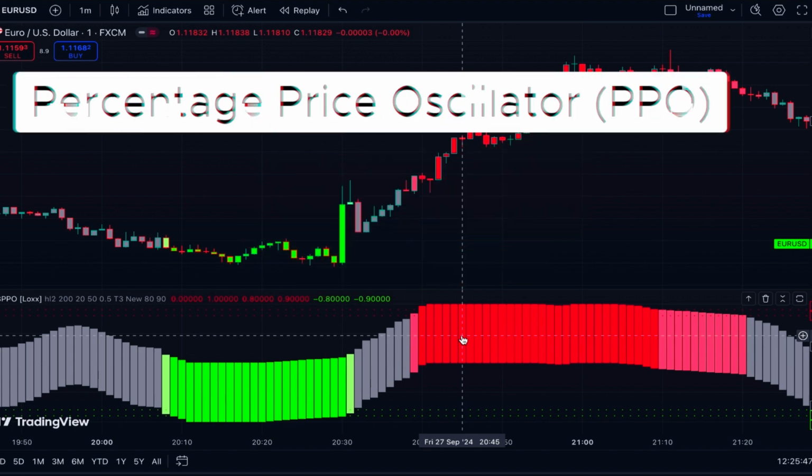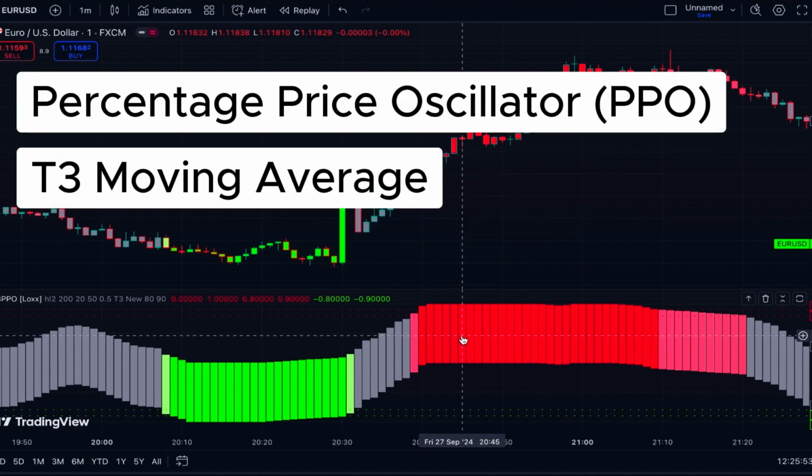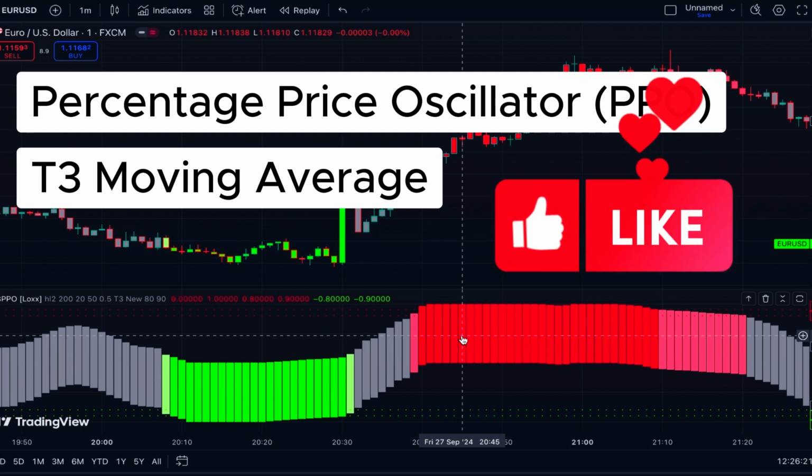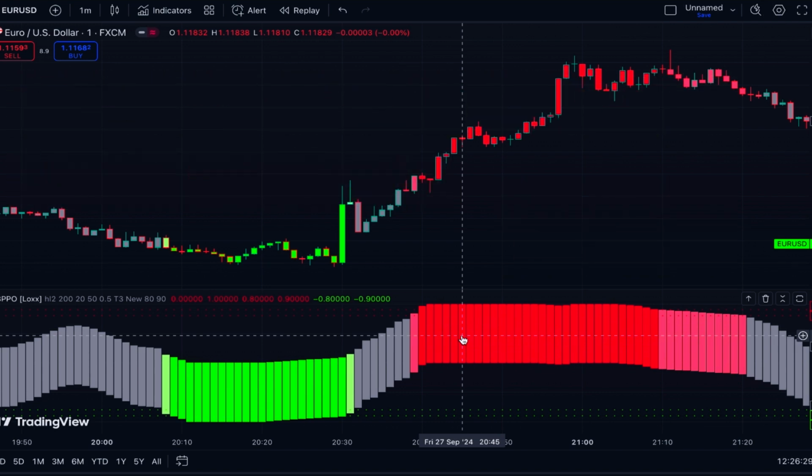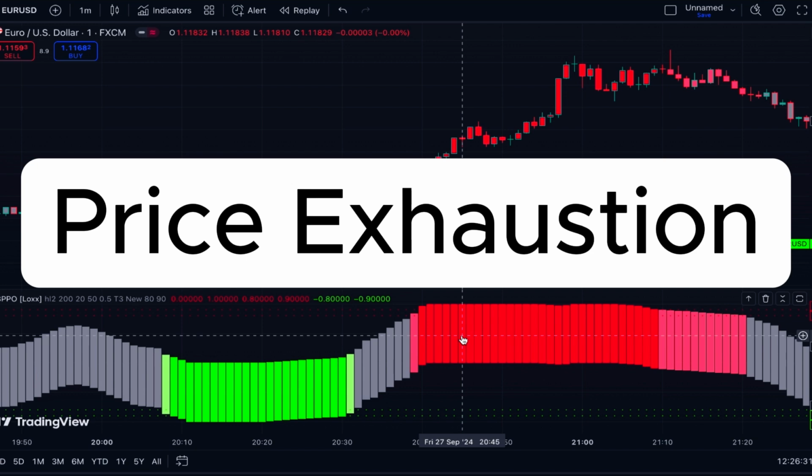This indicator is a percentage price oscillator using T3 moving average. Percentage price oscillator is actually a momentum indicator that shows the relationship between two moving averages in percentage terms, and it is used for evaluating volatility and identifying reversal in trend direction. And for moving averages, it uses T3 moving average, which was developed by Tim Tilson, and it is considered a much better moving average since it is smoother and more responsive to the price action, and it performs better in range market. This indicator is used for identifying price exhaustion in the market.